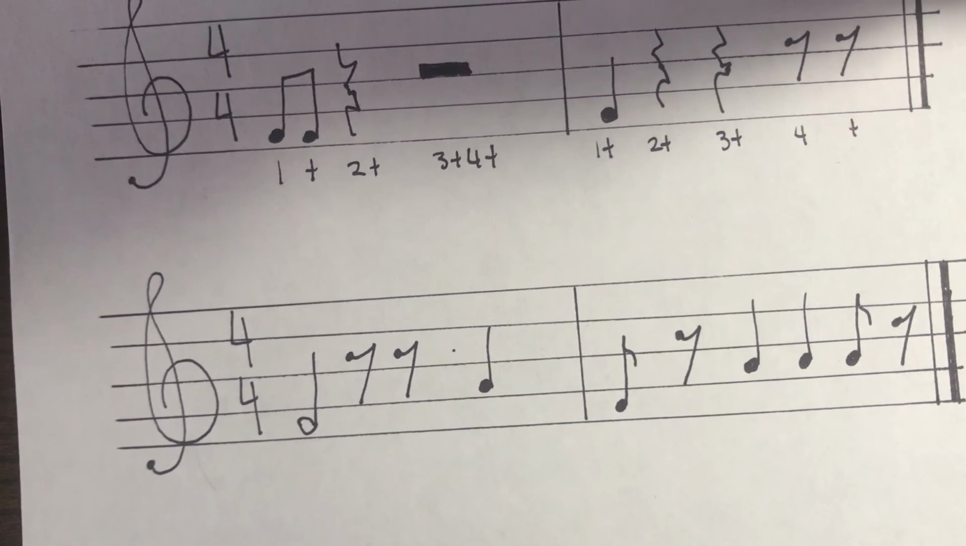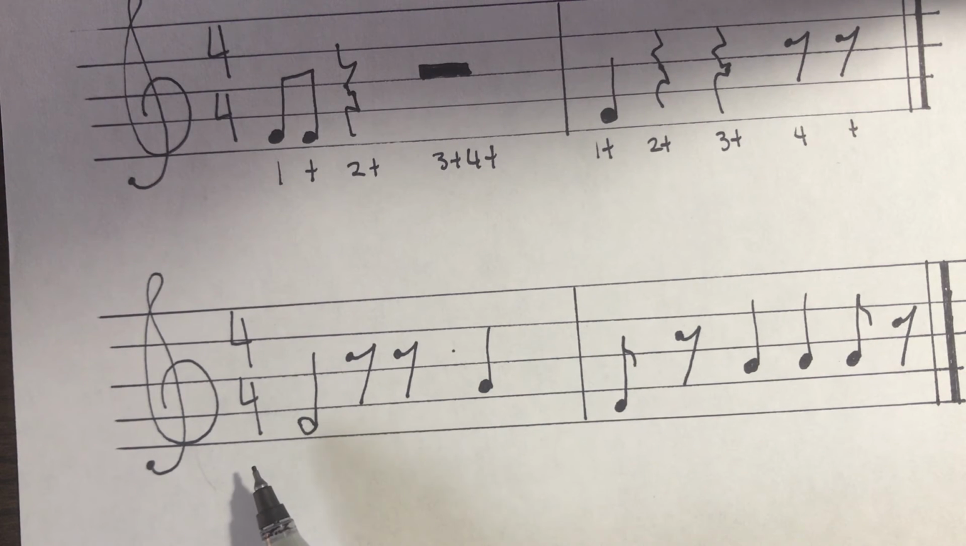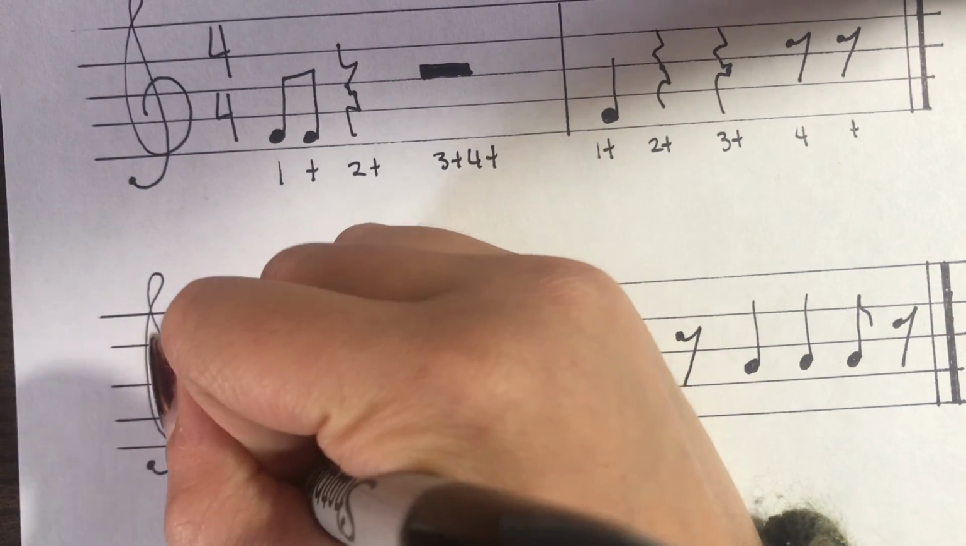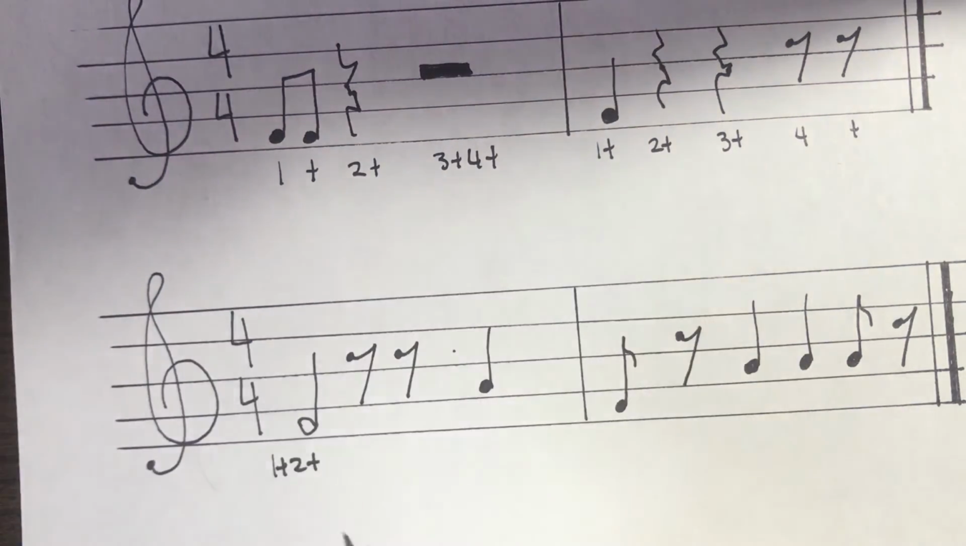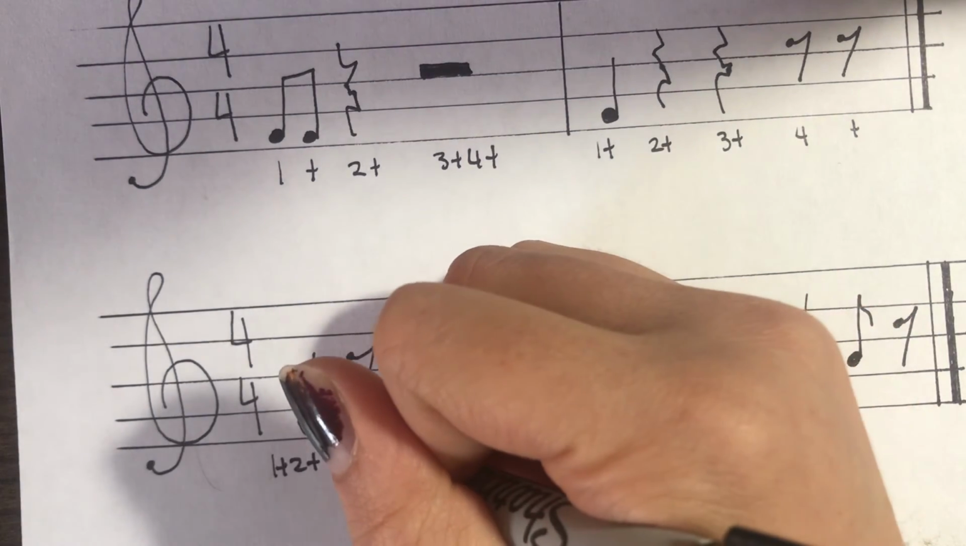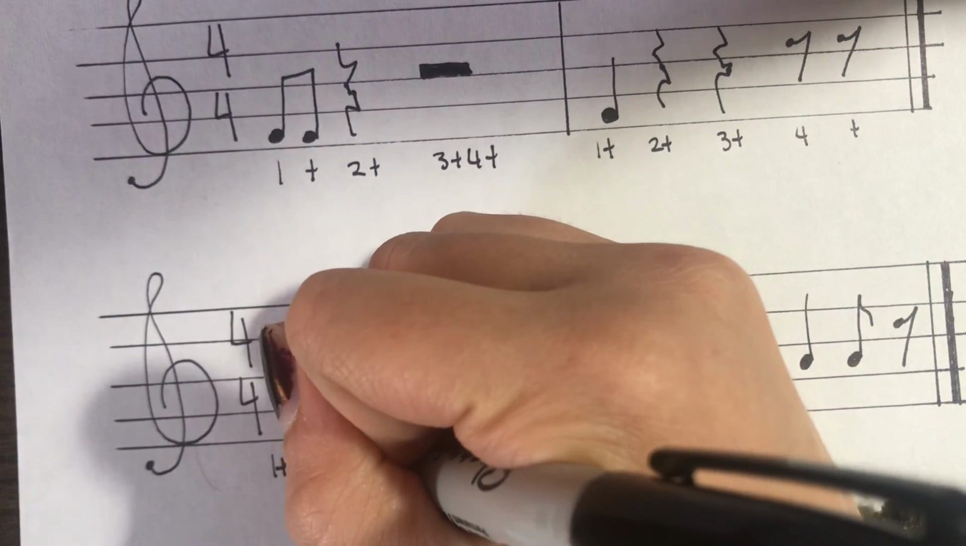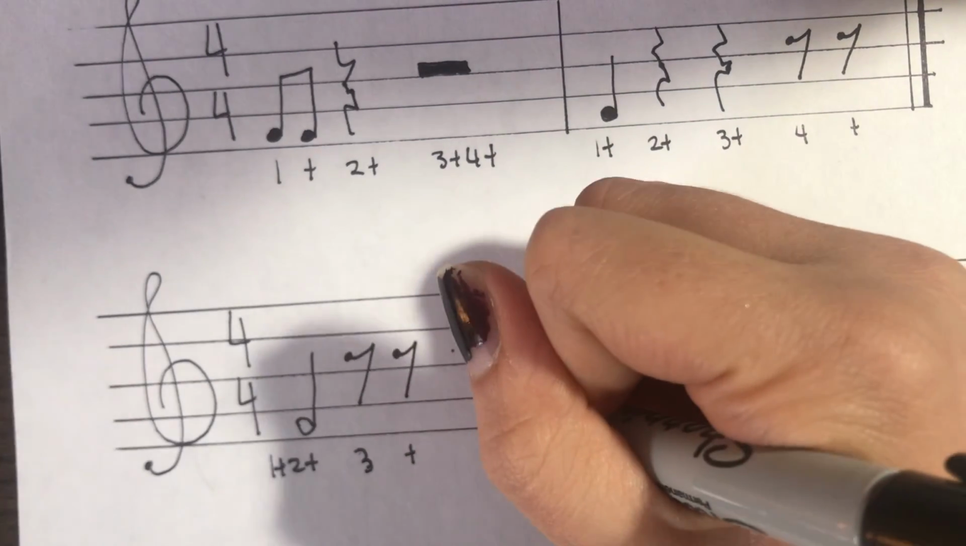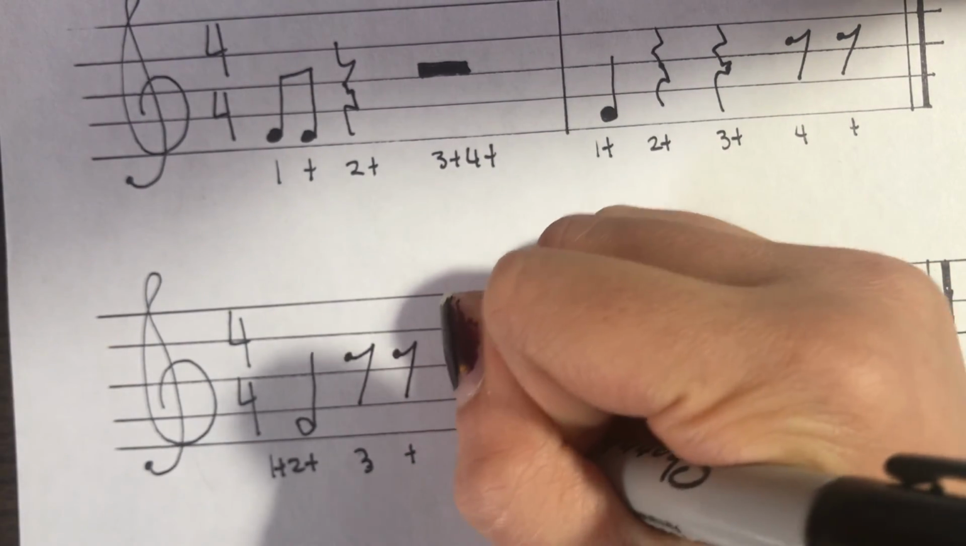Let's look at these examples. We are still in 4/4 time signature. Here, for this half note, we have 1 and 2 and. For these rests, we have 3 and for this quarter note, we have 4 and.